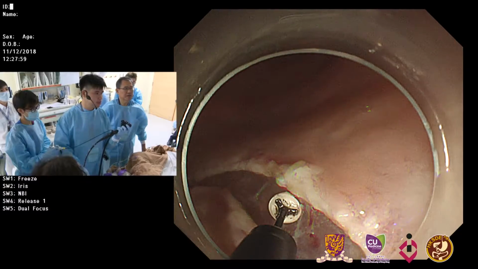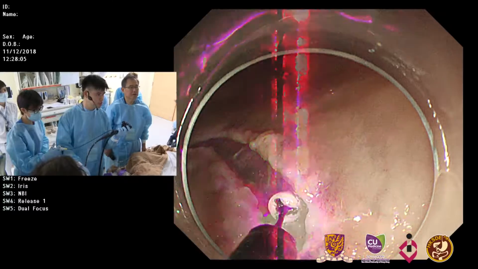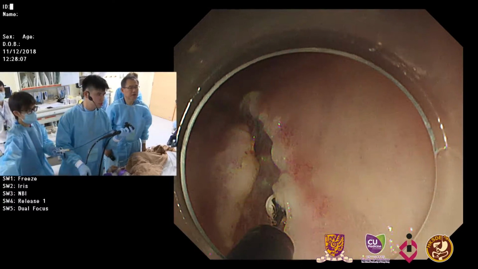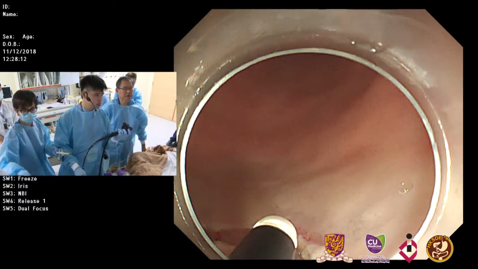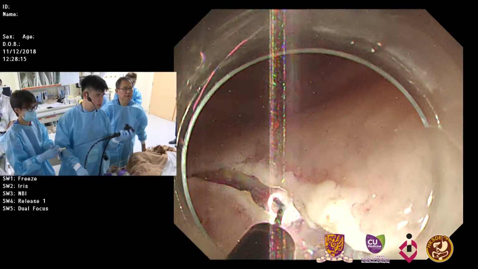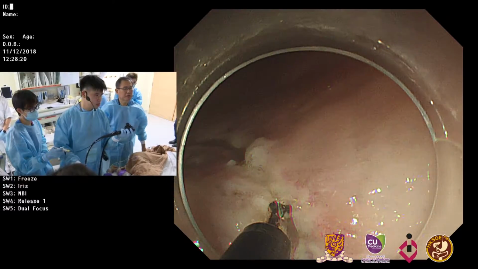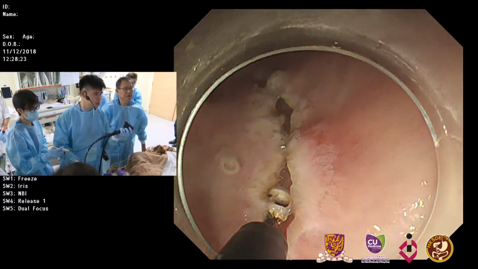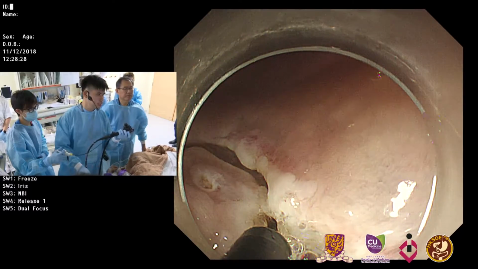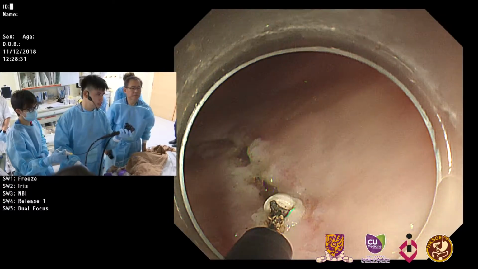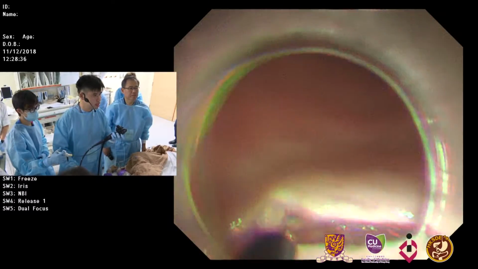Now I'm trying to deepen my mucosal incision so that I can get down to the deeper layer of the mucosal incision, where I can actually see the muscularis propria. This procedure is what we call trimming. After trimming, you would theoretically be able to see 2 separated mucosal incisions with a better view of the muscularis propria layer.